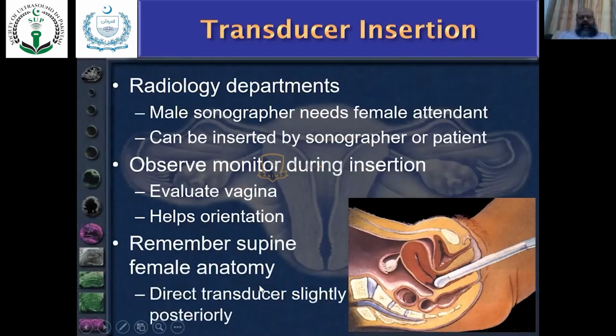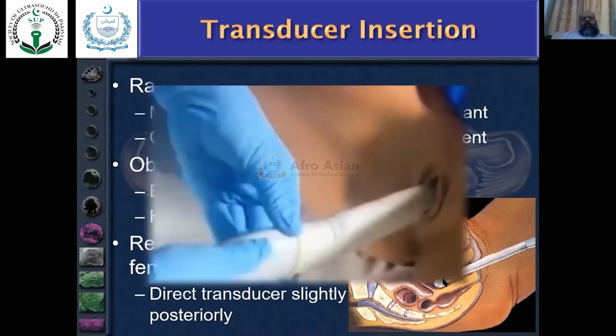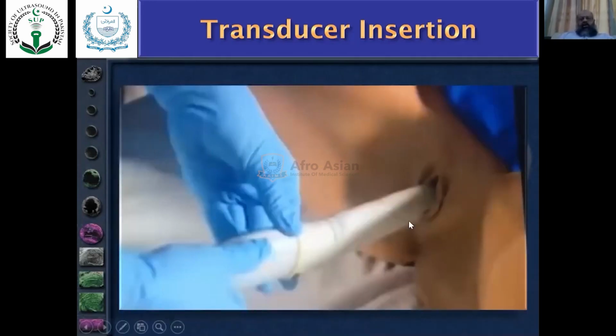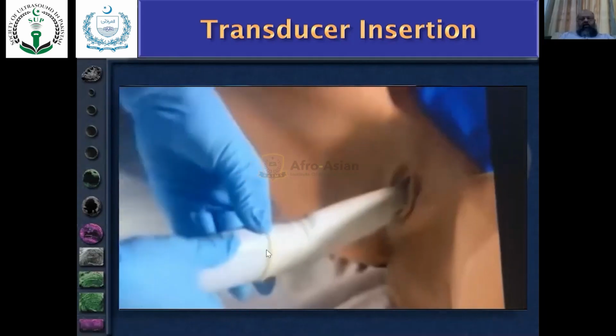Remember supine female anatomy. This is the supine female anatomy, the structures behind it. So if I elevate the shaft in this direction upward, I will be able to see the rectum and the spine. And if I move it downward, I will be able to see these structures, which are the required structures. First, direct the transducer slightly posteriorly. This is how the transducer is placed, and then it is moved.